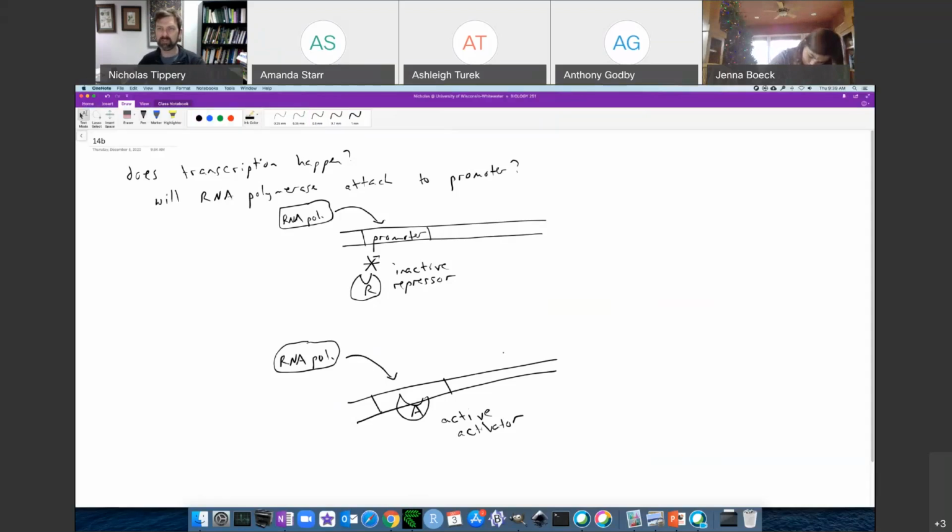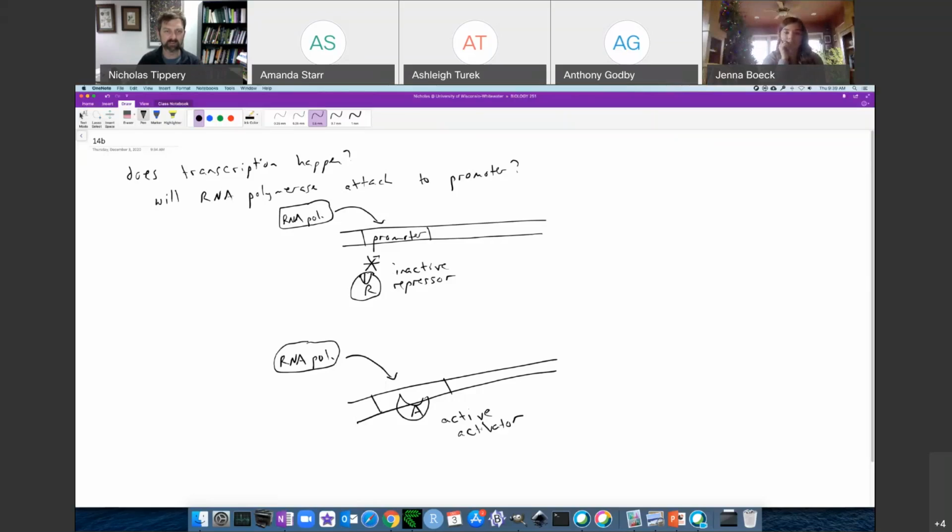So it depends on the gene, depends on the scenario. There are many ways for genes to be regulated. These are a couple of the important ways to think about this. So if you have a gene that's under the control of a repressor, then transcription will happen if that repressor can't repress.